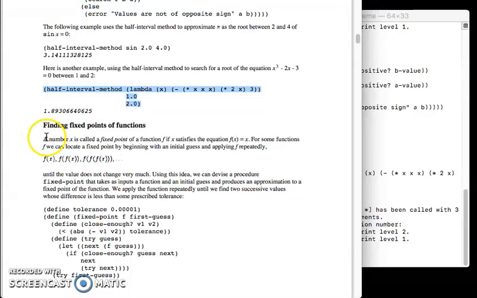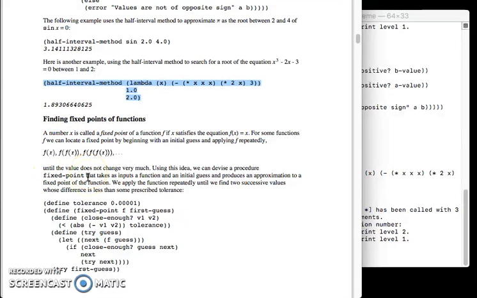Finding fixed points of functions. A number x is called a fixed point of a function if x satisfies the equation f of x is equal to x. For some functions, we can locate a fixed point by beginning with an initial guess and applying f repeatedly: f of x, f of f of x, f of f of f of x, until the value does not change very much.